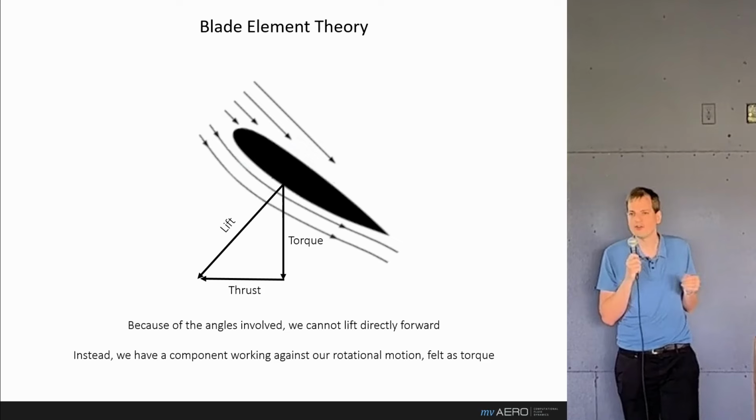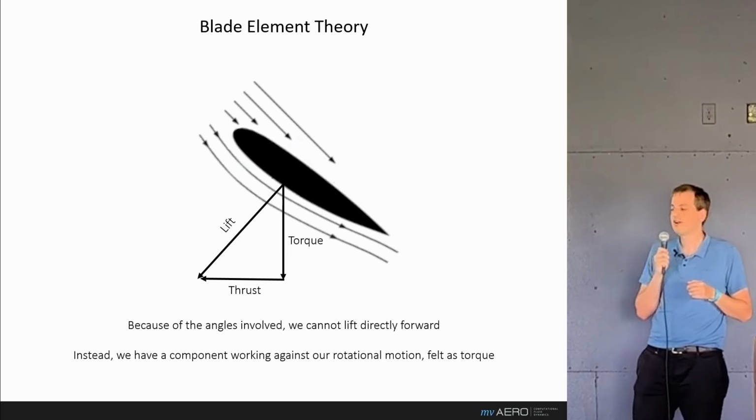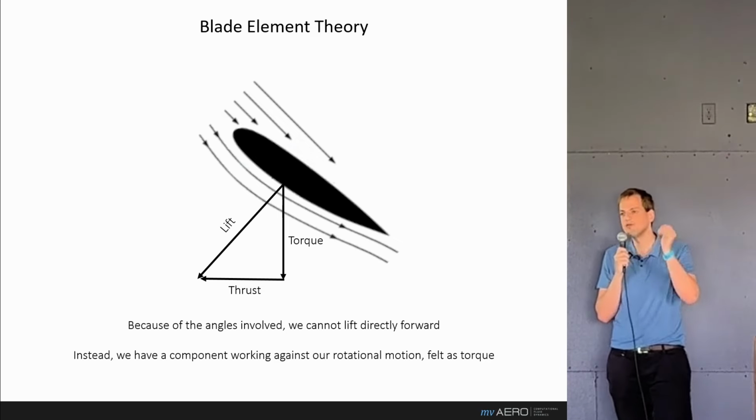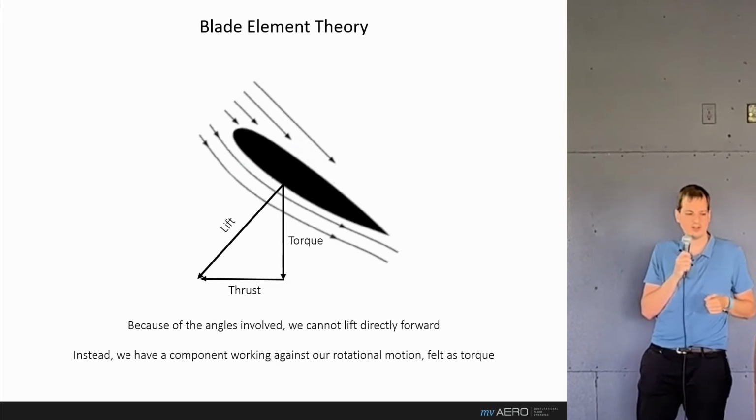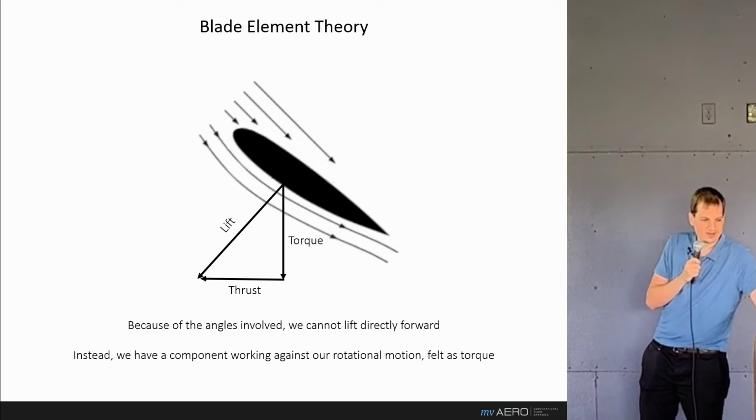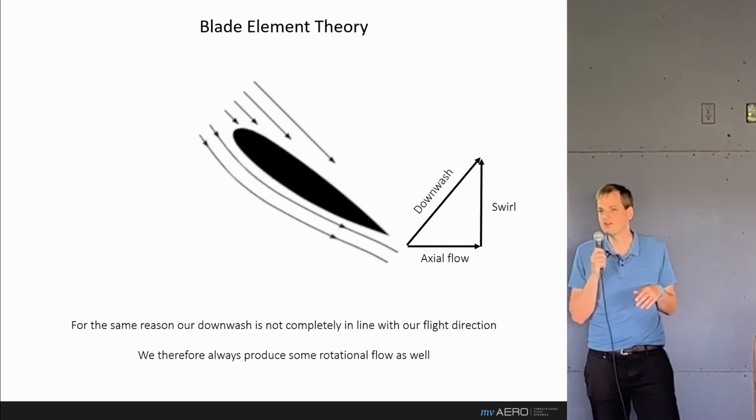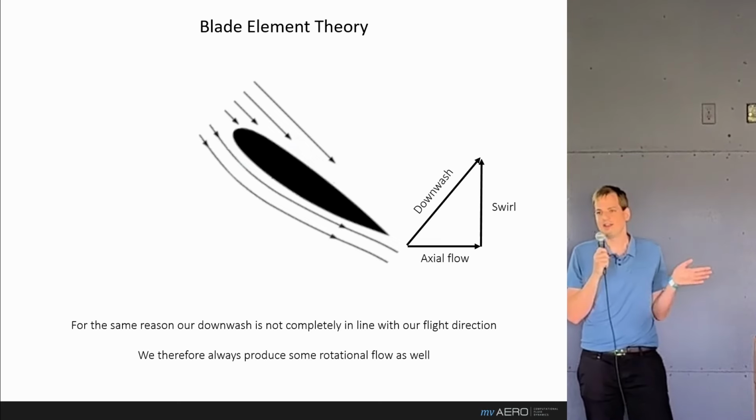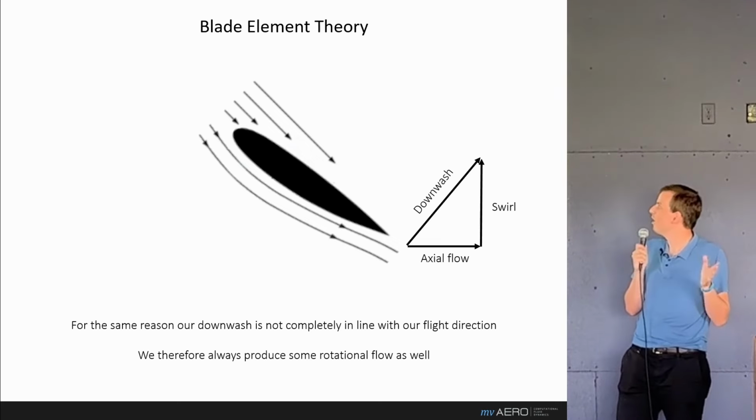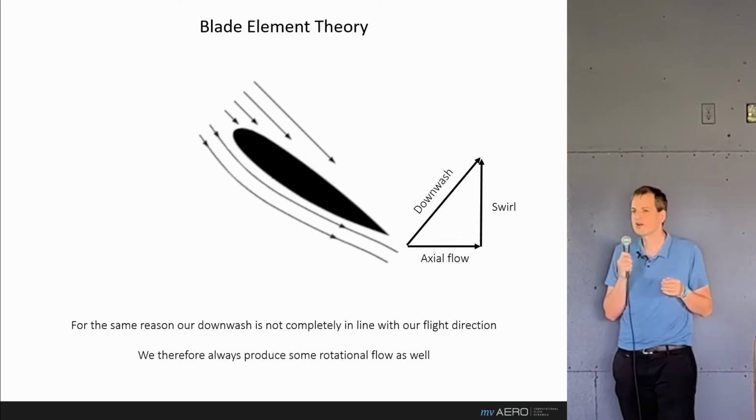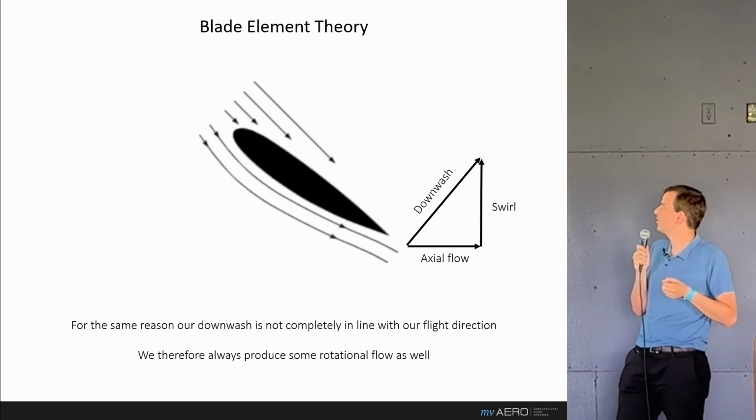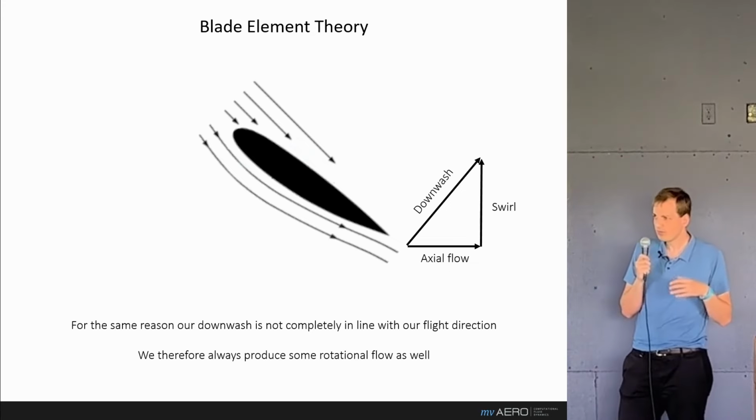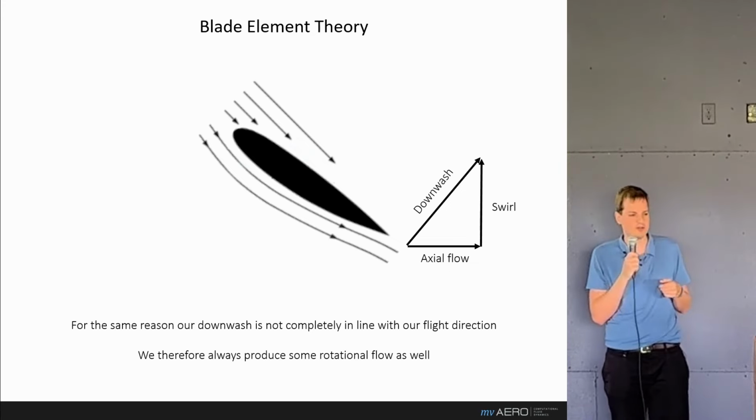And thereby we also create another vector, another force in the opposite direction of the movement of this section, and that is felt as torque. In a very symmetrical way, our downwash is not going to be aligned with the actual flow in the sense that we want, but it also has another component that is going to rotate the flow, called swirl. And this is what you feel whenever you're taking off. You'll feel that on your vertical tail.